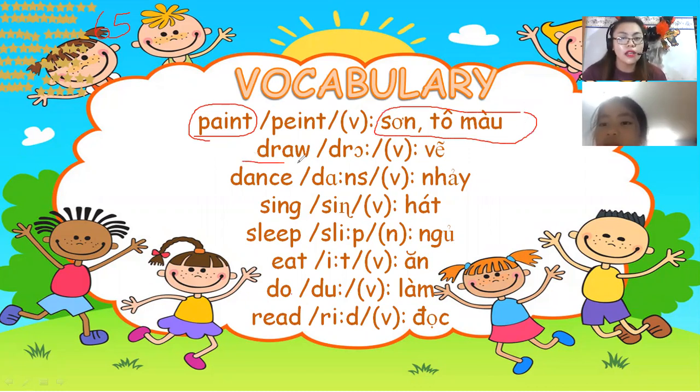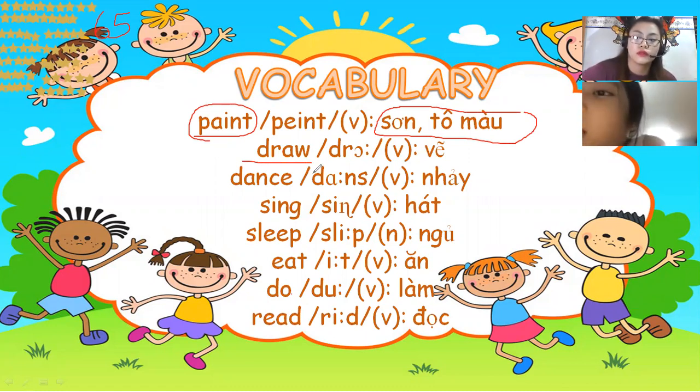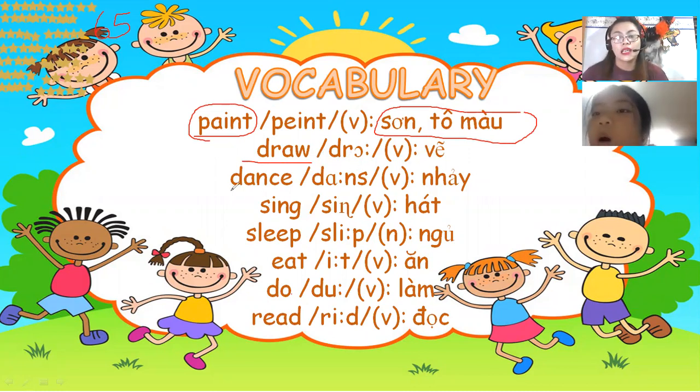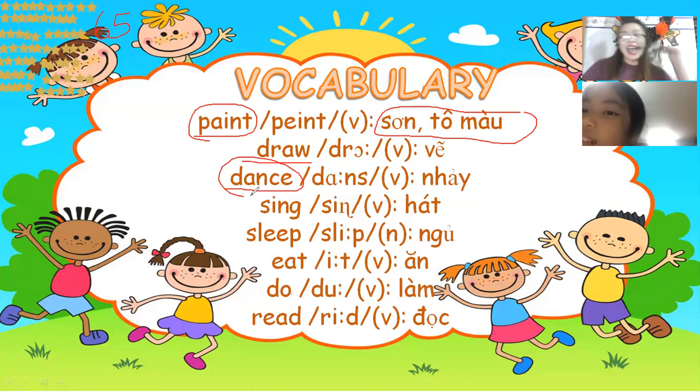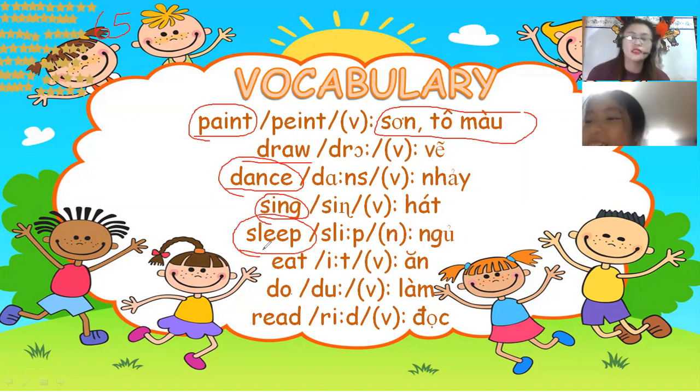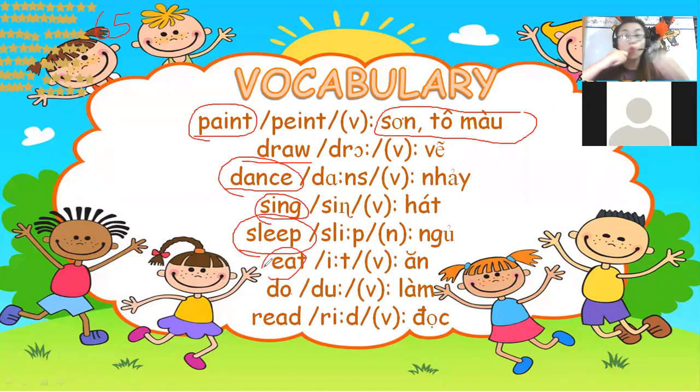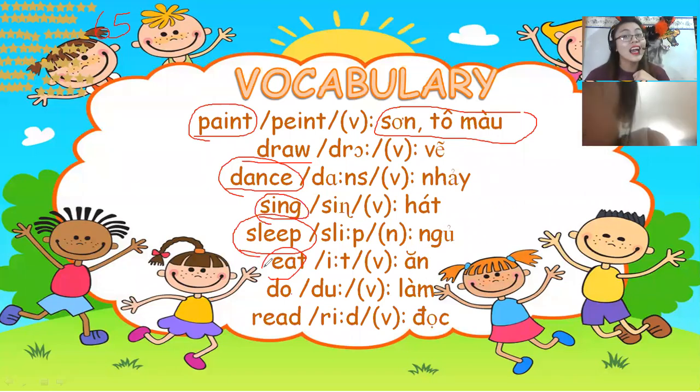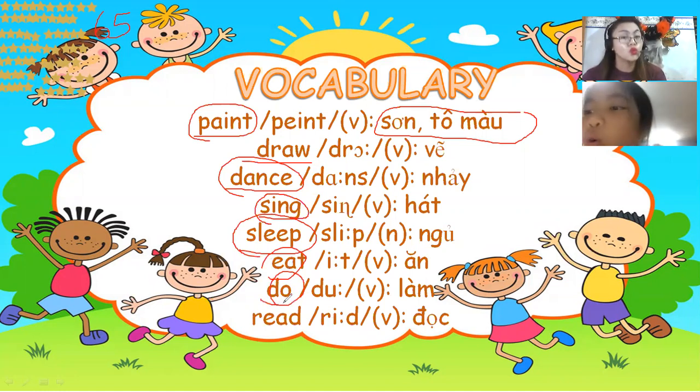What is this one? Can you read this one? Draw. Draw. This is? Dance. Okay, dance. What about this one? Sing. Sing. And this is? Sleep. Oh, sleep. What about this one? Eat. Eat. Okay, this one is? Do. Do. What about this one? Read. Read. Good job.